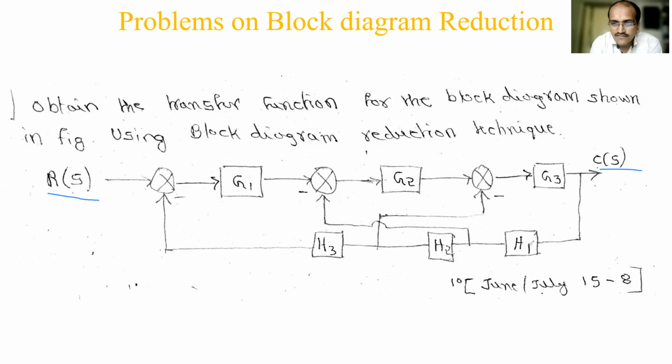And then feedback. You have H1 here, and in between a takeoff point is there. This is a takeoff point, and this takeoff point is given to this summing point with a minus sign. And then the H2 block is there.